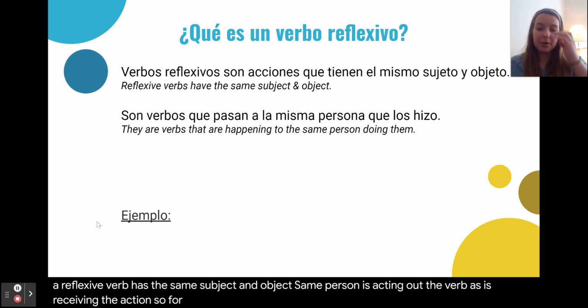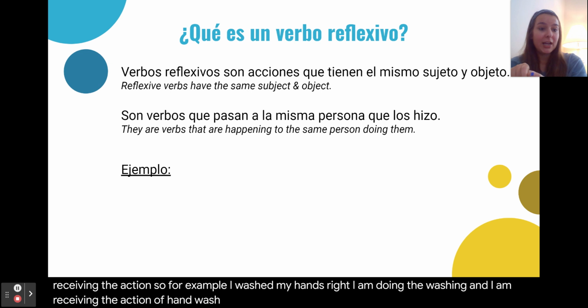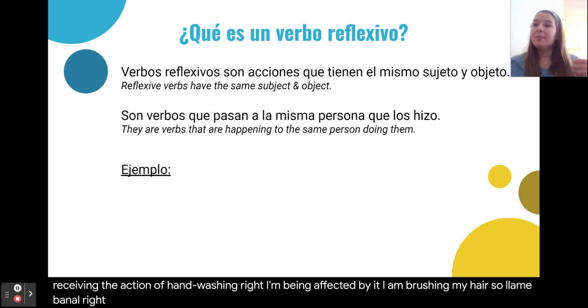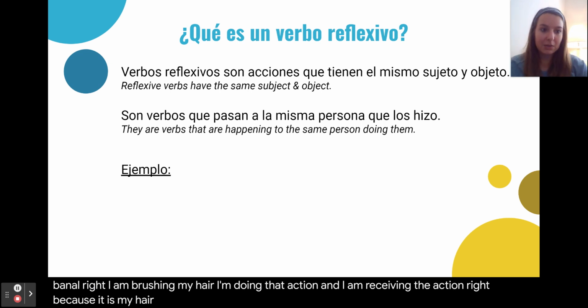So, for example, I wash my hands, right? I am doing the washing and I am receiving the action of hand washing, right? I'm being affected by it. I am brushing my hair. So, yo me peino, right? I am brushing my hair, I'm doing that action, and I'm receiving that action, right? Because it is my hair that is being brushed.